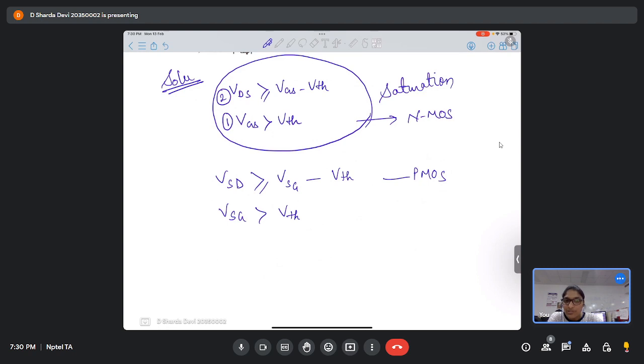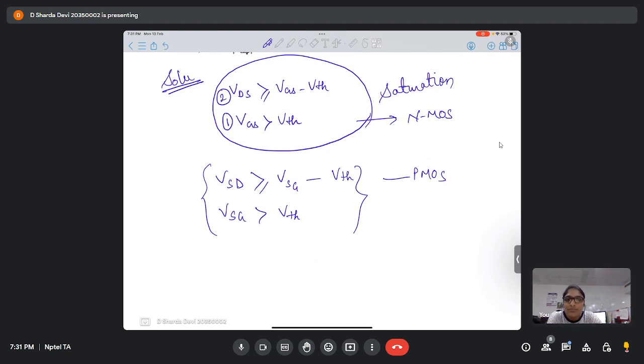See, there are two options. For PMOS, as you said, subscripts will interchange, right? For DS I have made it SD, for GS I have made it SG. So I come up with these two equations. Now what I am asking is, are these two equations correct for PMOS? Yes or no? I want the response from each and every one of you. Is this correct or incorrect? If yes, why? If no, why not?